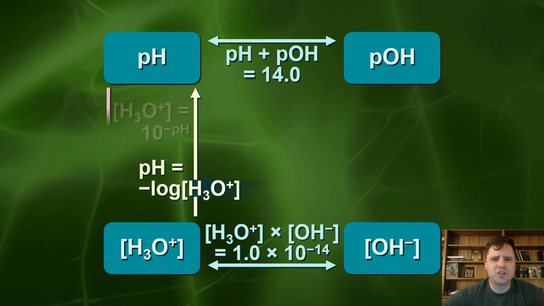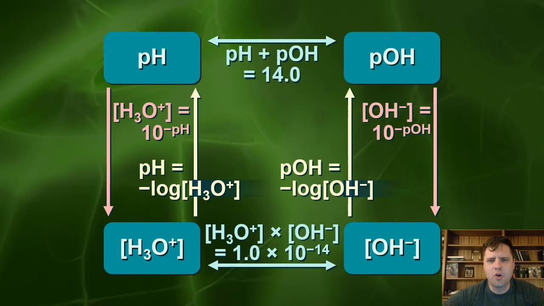This is a little chart just showing the conversions of how you would go about going from one thing to the other. There's a chart like this in your book as well, which you can look over.